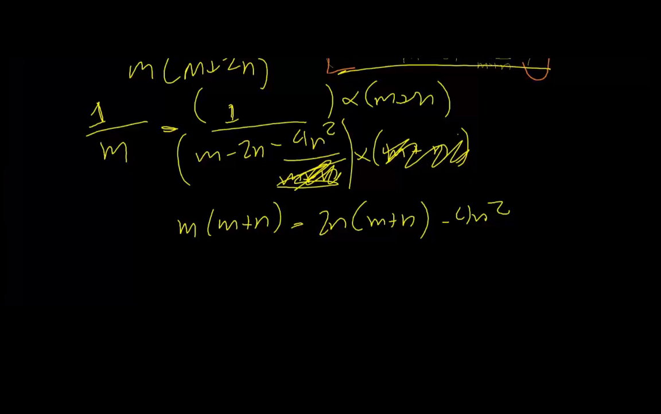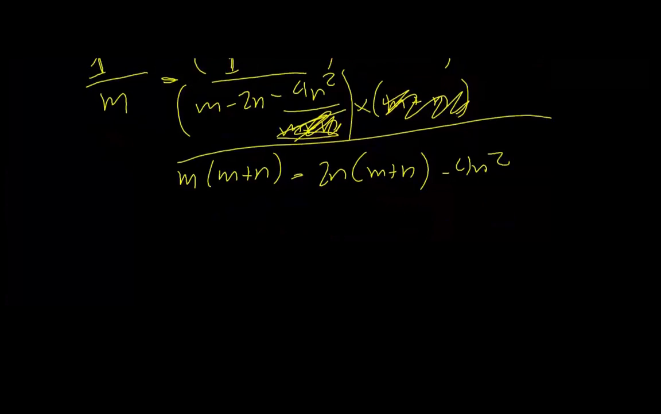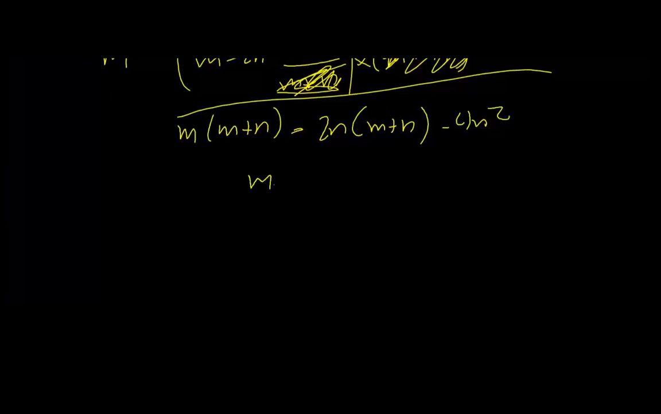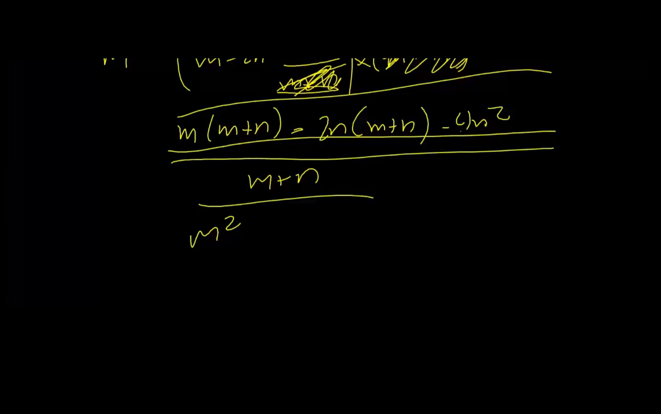The top is just m plus n right here, so the top is just m plus n, and now we can expand this out. So I'm just expanding this right here. So m times m is m squared plus mn minus 2mn minus 2n squared minus 4n squared.